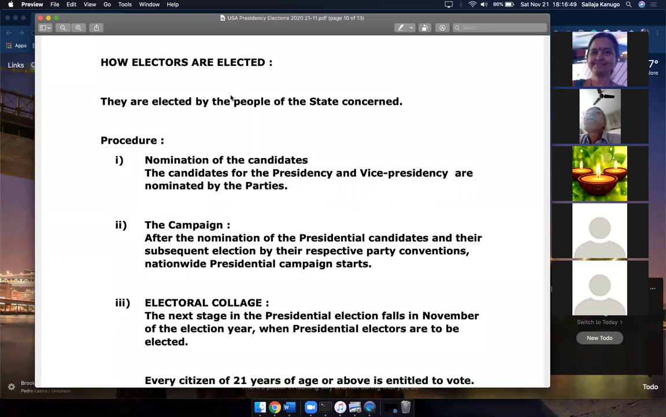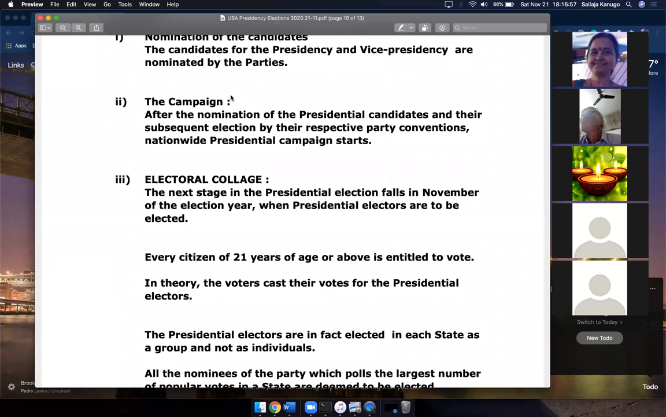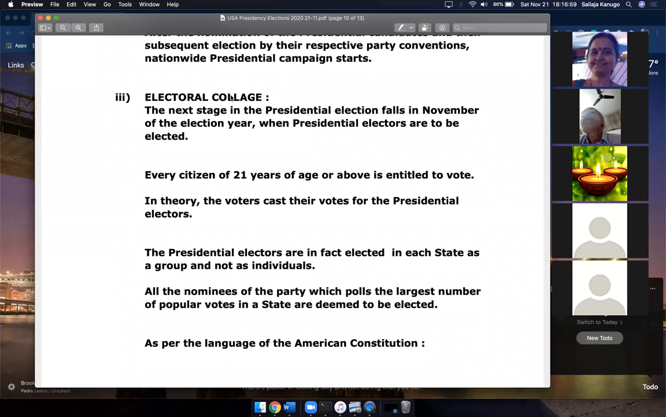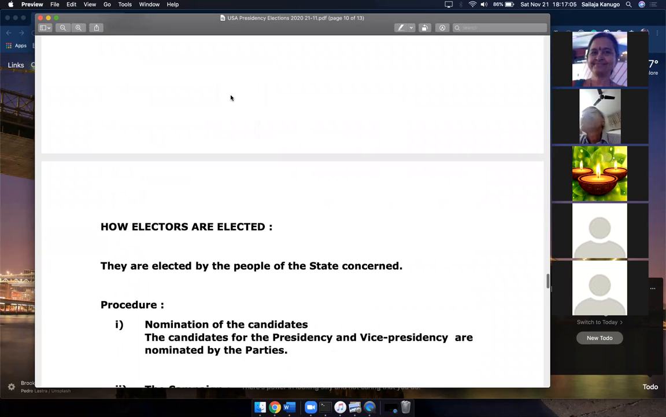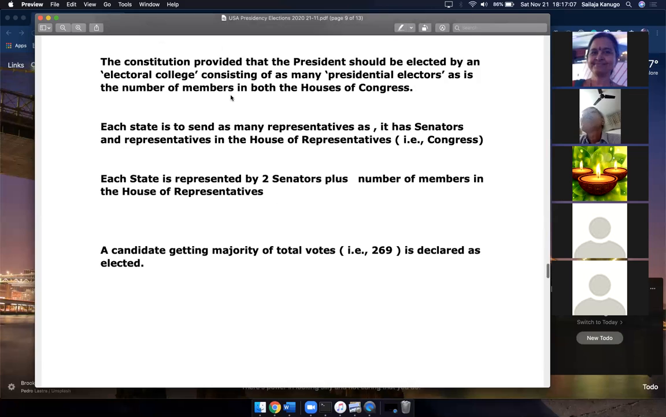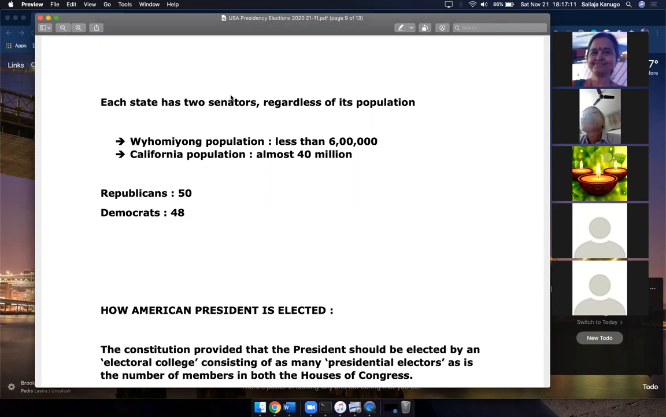Each state has 2 senators regardless of its population. Example sake, California has 40 million population. Only 2 people are sent from California state to Senate. So Wyoming population is just 6 lakhs. Still, they send 2 senators only. So presently in Senate, from Republican Party, 50 candidates are there. From Democratic Party, 48.